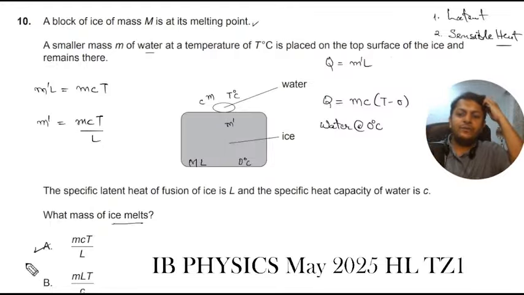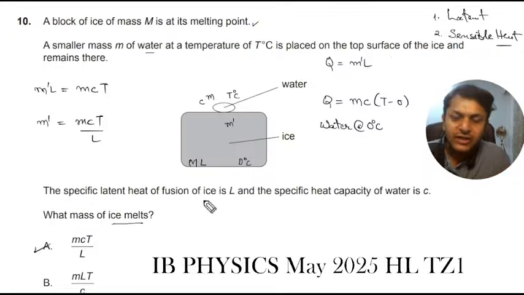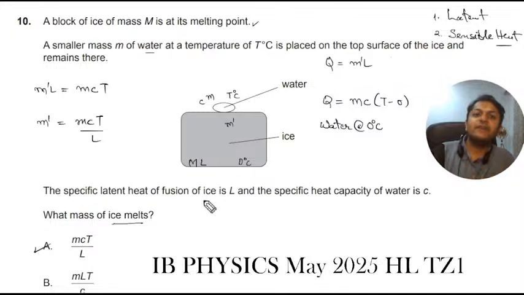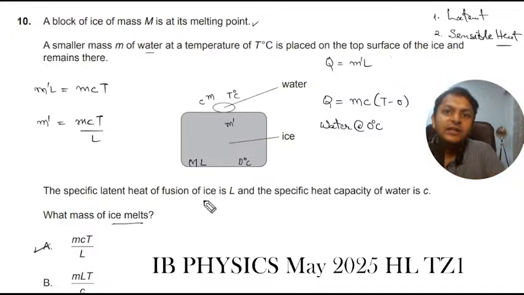So A will be the correct answer, as we can clearly see on the screen. The option is mcT by L. So A is the perfect answer. This is how we do this question.